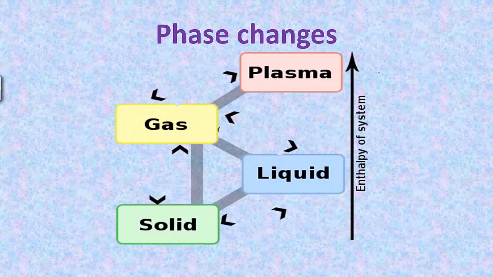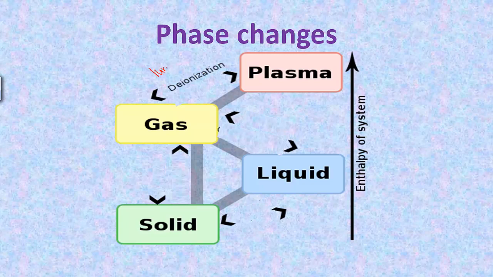All right, now let's talk about phase changes. I don't know if you've ever heard of plasma before, but if you have not, all plasma is an ionized gas. So you add energy to this gas, you ionize it, and it turns into a plasma. Going from a plasma to a gas is deionization, and this is like turning off a fluorescent light.